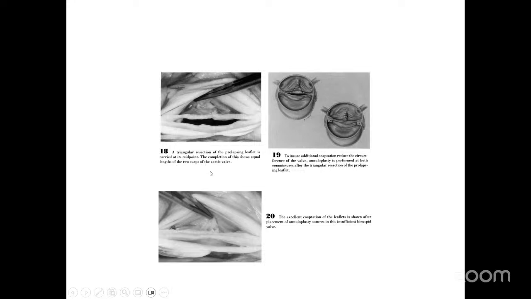After suturing both parts, equal length of the two cusps of the aortic valve is achieved, as also indicated in picture 19 with triangular section of the conjoined leaflet. And here, picture 20 shows excellent coaptation of the leaflet after examination.